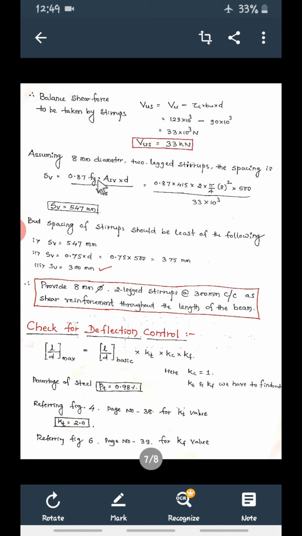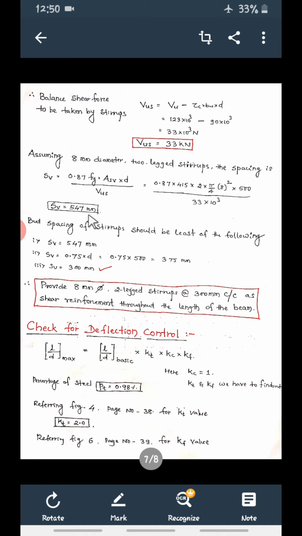That is 0.87 Fy ASV, the area of stirrups, two-legged. We have multiplied by 2, because it is two-legged, 2 into area of 1 bar. What diameter have we assumed for the stirrups? Pi by 4 into 8 square. This is two-legged, so 2 into pi by 4 into 8 square, into effective depth 500, divided by shear force taken by the stirrups, this VUS, that is 33 into 1000 Newton. Therefore the spacing comes out to 547 mm.